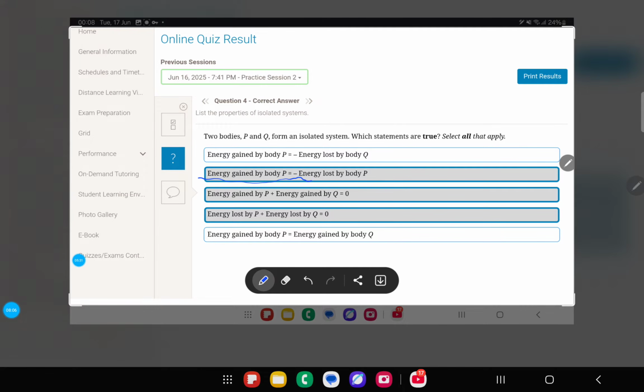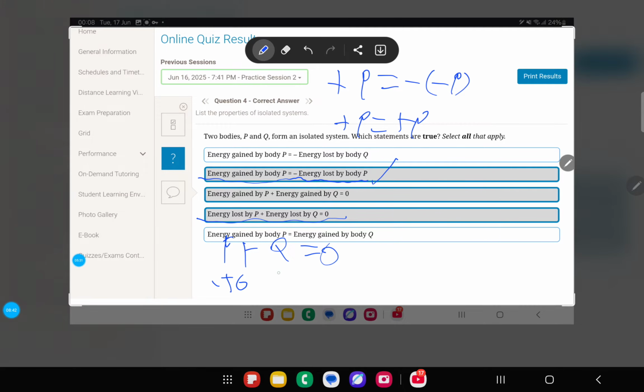Energy gained by P is equal to negative energy lost by P. So it's like saying positive P is equal to negative P. Get what I mean? Negative of the loss becomes positive P. So they're equal. This is correct. Energy gained by P plus energy gained by Q. Like I said, P gains, let's say 50, while Q gains negative 50. 50 plus negative 50 is 0. Same thing here. Energy lost by P plus energy lost by Q. P loses negative 50, while Q loses 50. Add them up, you get 0. That's it. So this is correct, this is correct.